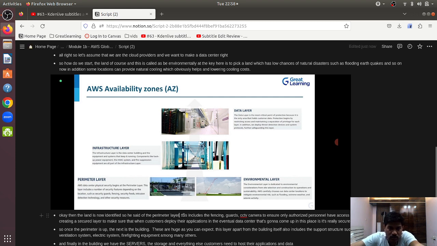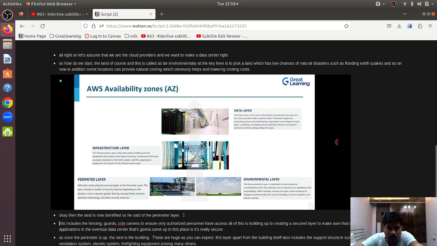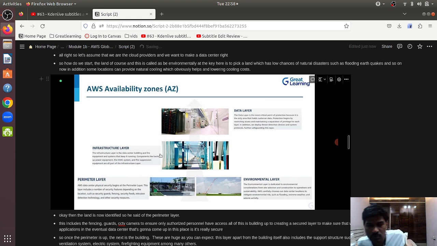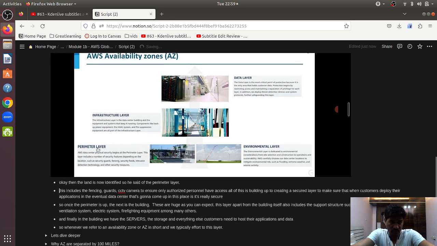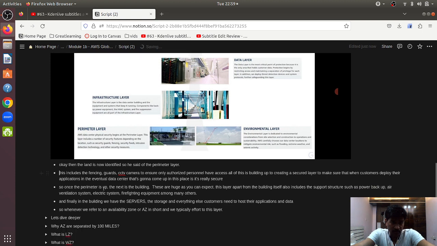This includes the fencing, the security guards, and CCTV cameras, to ensure only authorized persons have access to all of this. So this is about creating a secure layer, to make sure that when customers deploy their applications or their data into an eventual data center that's going to come up in this place, it has to be really secure. That's why this perimeter layer is also important.